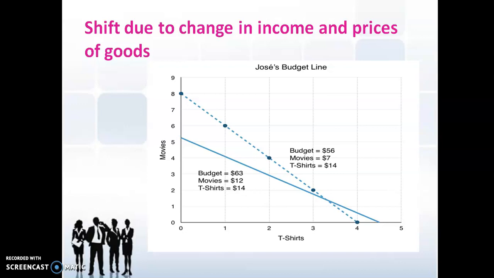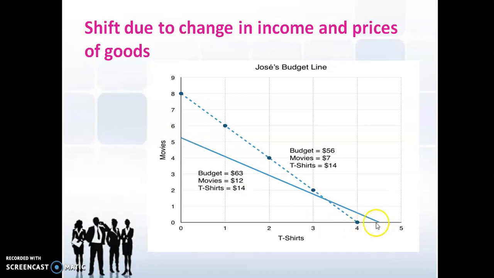So in this example, t-shirt prices are constant and movie prices have increased. As we learned many times earlier, because movie prices have increased, consumption is going to come down. So 63 divided by 12. How much do you get? 12 fives are 60, so something around 5.5 or 5.2. It comes to somewhere around 5.2.